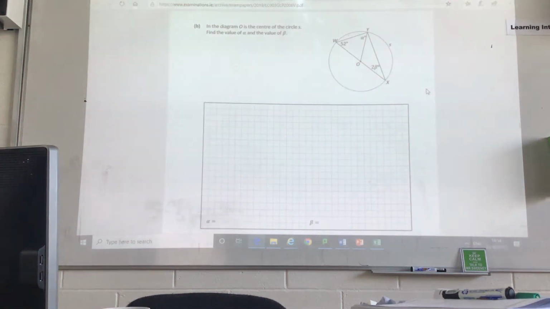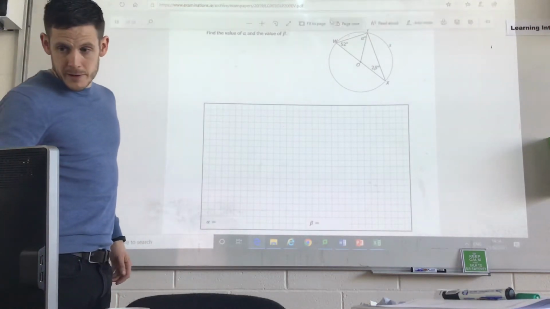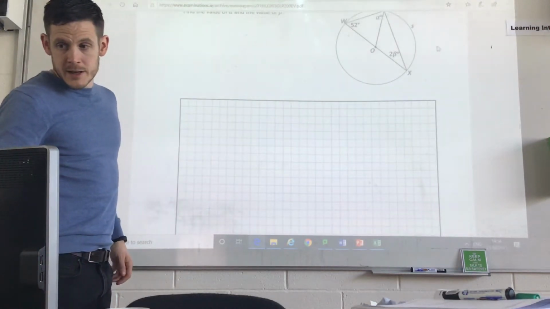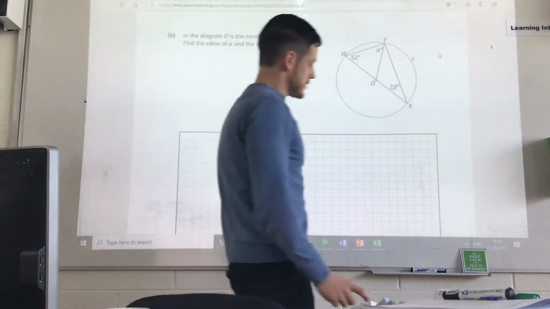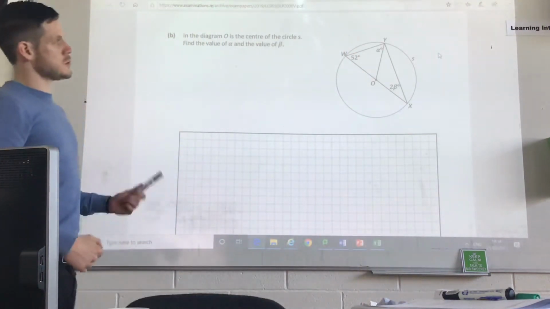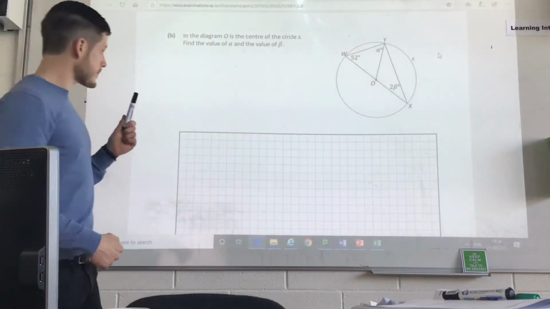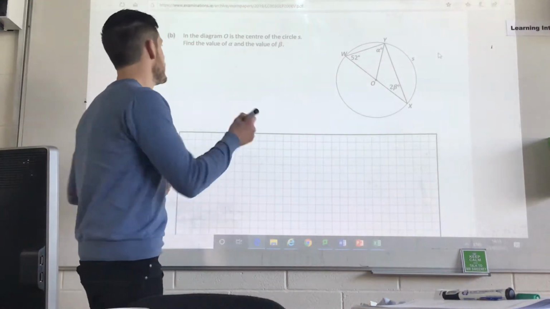Hey guys, so we're going to have a go at question 6 part B on the 2019 paper, which is a circle theorem and geometry question. So it's got to do with triangles and circles. A little bit tricky, but once you realise one thing, it should make it a little bit easier. So what the question is asking is to find the value of angle.